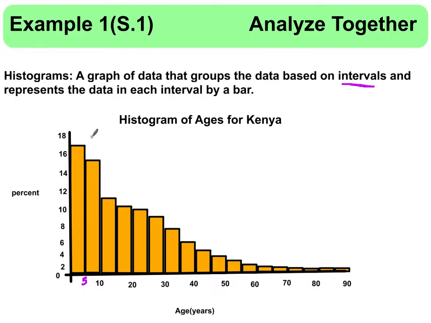It's interesting to identify the frequency with which something occurs up here at this point, and that it curves down, becoming less frequent or less popular as we go down. Other things to note, this is a percent versus the age in years. The histogram is for ages in Kenya.